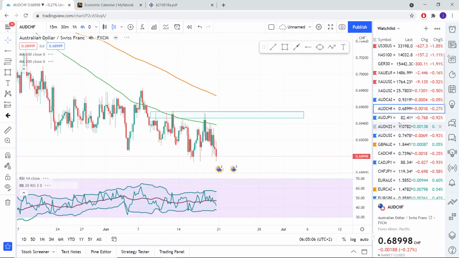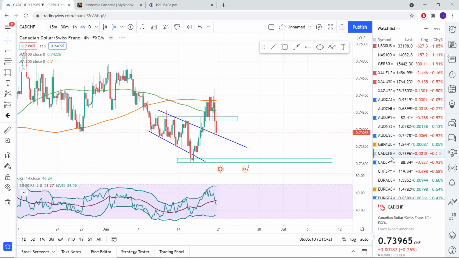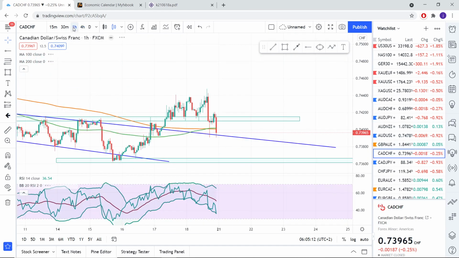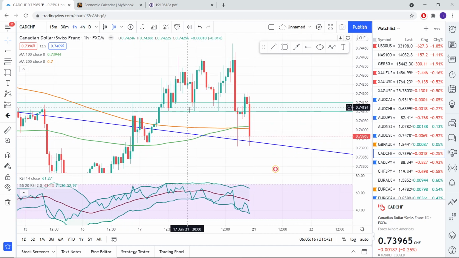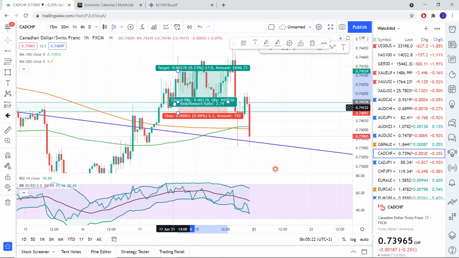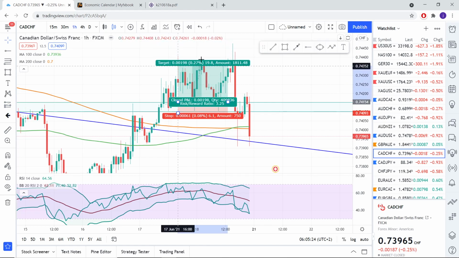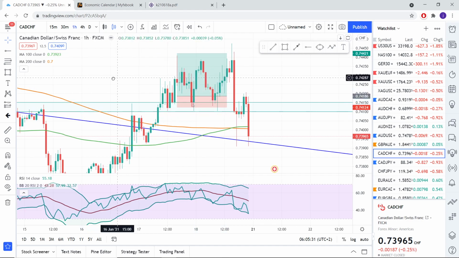Which one was it? Was it CAD CHF? I think it was the CAD CHF. Yes, right. So one of that was the CAD CHF. Again, what I said, when price came into that area right here, we entered a long setup, something like this, right? No, actually it was something like this, a little higher, right?